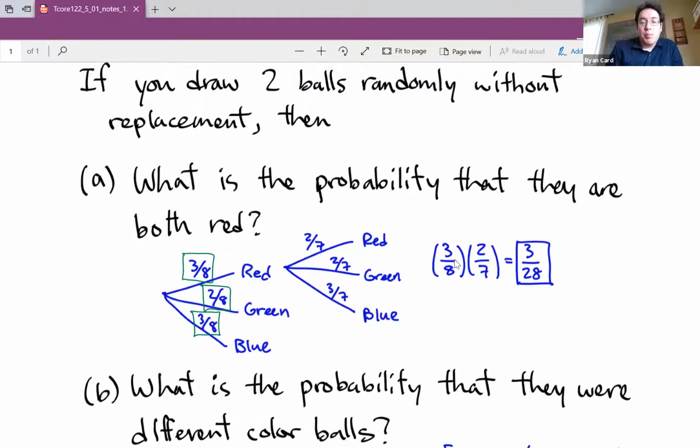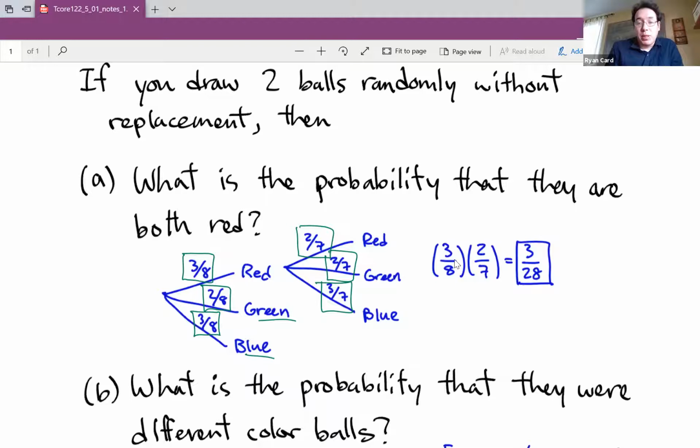If we're computing the probability that they're both red, we don't have to go further with the green and the blue situation. It only matters if we drew out red first, and then for the second ball, there are now only 7 balls left, and out of that, 2 is red. So 2/7 would be the probability that the second ball is also red. And then 2 out of 7 for green and 3 out of 7 for blue.